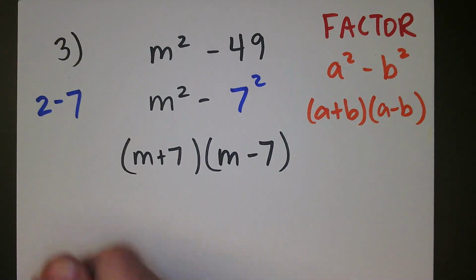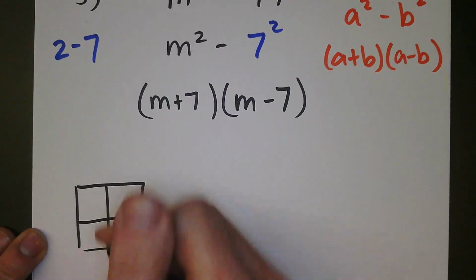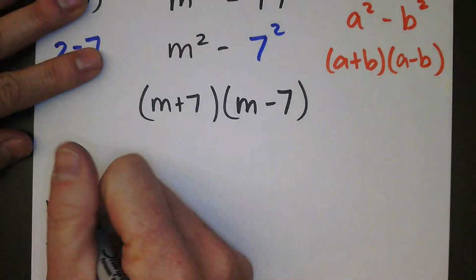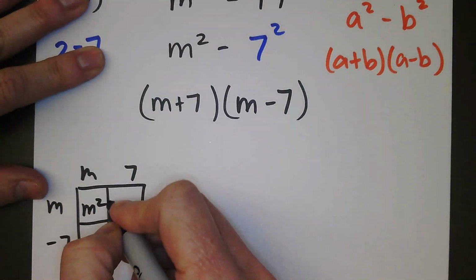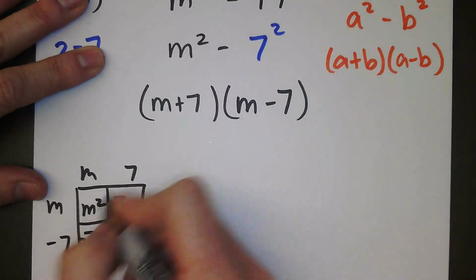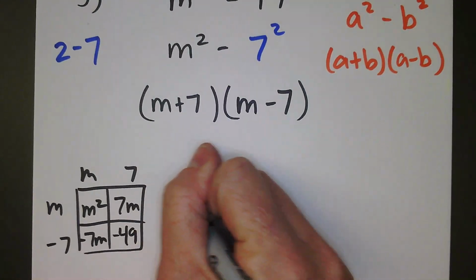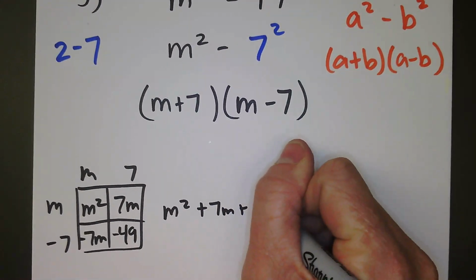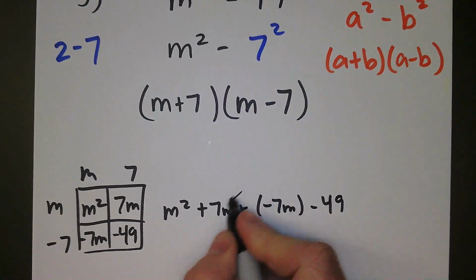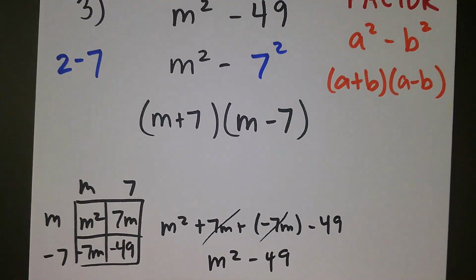I can prove it here. I'll prove it a couple different ways. I'll actually do an area model where I multiply my answer. I'll do m plus 7 and m minus 7. m times m is m squared, m times 7 is 7m, m times a negative 7 is minus 7m, 7 times a negative 7 is negative 49. Put all these pieces together: m squared plus 7m plus a negative 7m minus 49. These cancel, and I got back where I started.